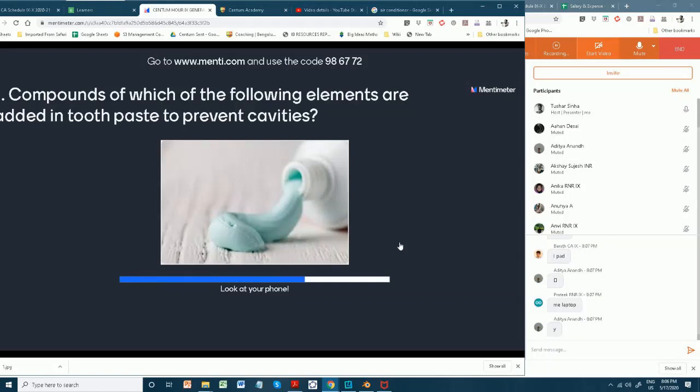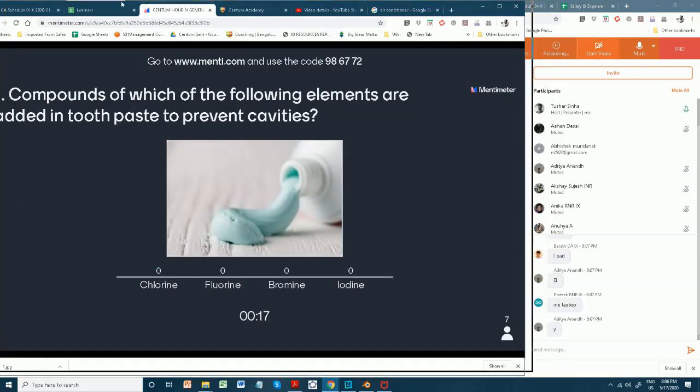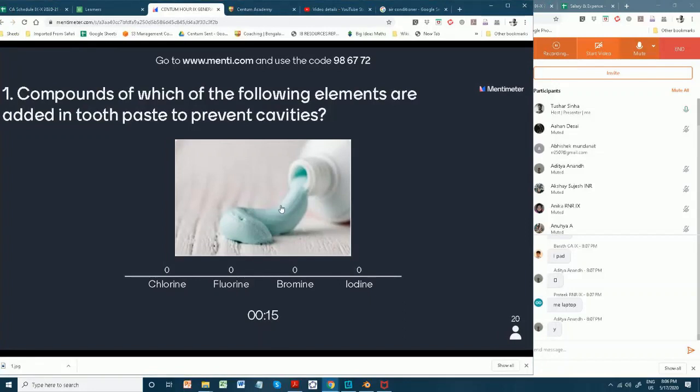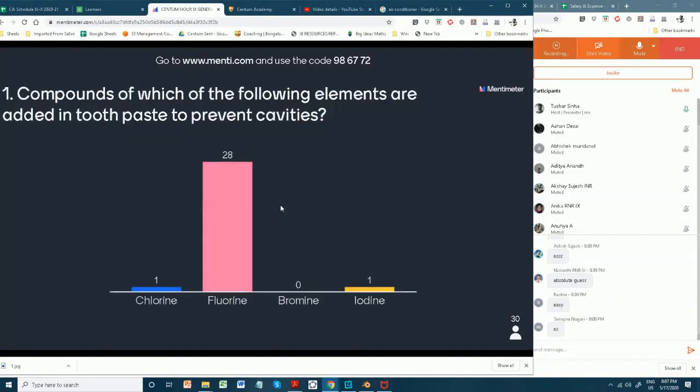Oh, this is the first question. Compounds of... wait a minute. Oh, I think you will answer quickly. All would be voting quickly. Easy, huh? Everyone knows it. Still some. Okay, done. I think most of you have got it. Absolutely yes, fluorine is the answer. Oh, amazing. So lots of people know this. So you are really generally aware.